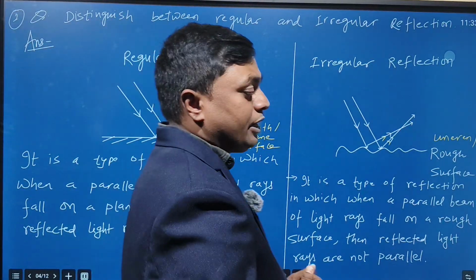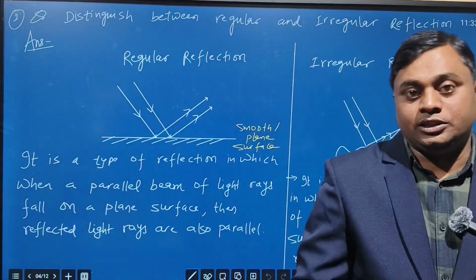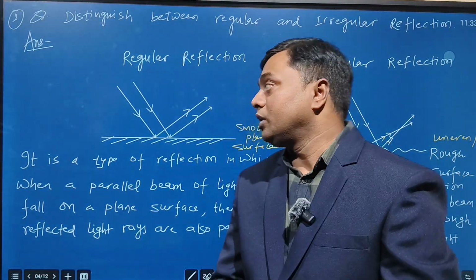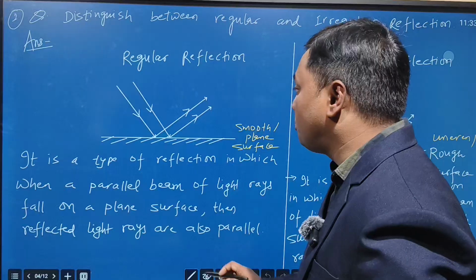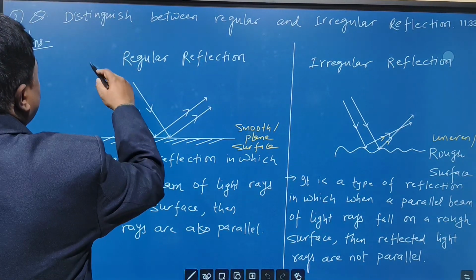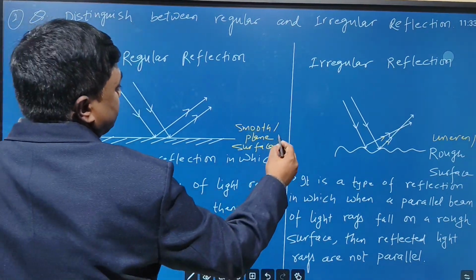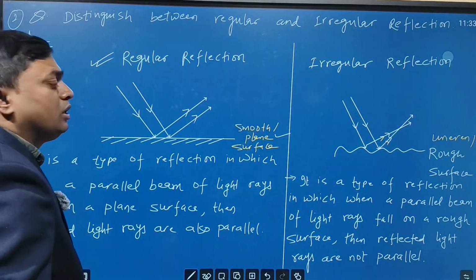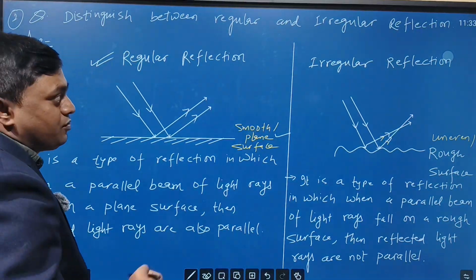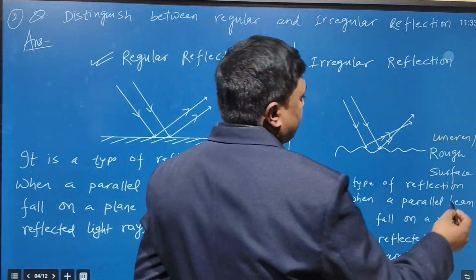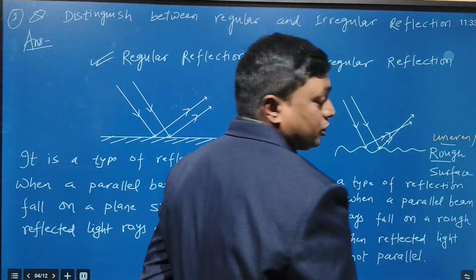Distinguish between regular reflection and irregular reflection. There are two types of reflection, regular reflection and irregular reflection. When we talk about regular reflection, it generally takes place through a smooth surface or even surface, whereas irregular reflection takes place by a rough surface or uneven surface, first of all.